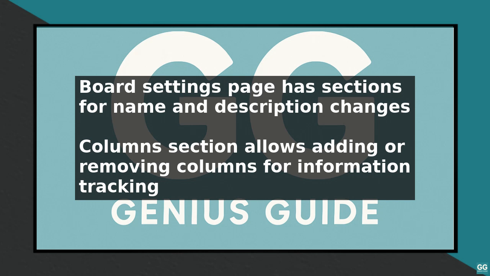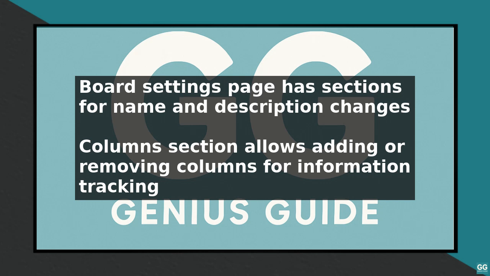The Groups section allows you to organize your board into different groups, such as by project phase or task type. This helps to categorize your items and make them easier to manage. To add a new group, click on the Add Group button and enter a name for the group.